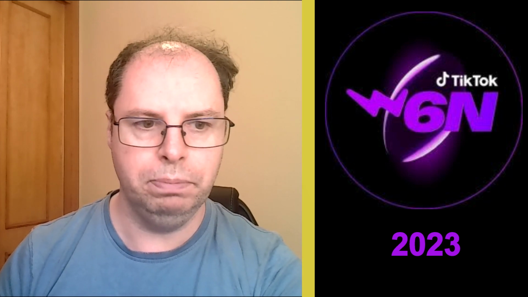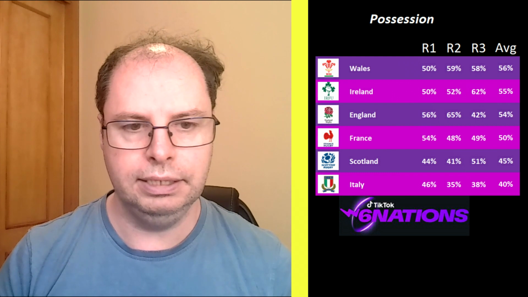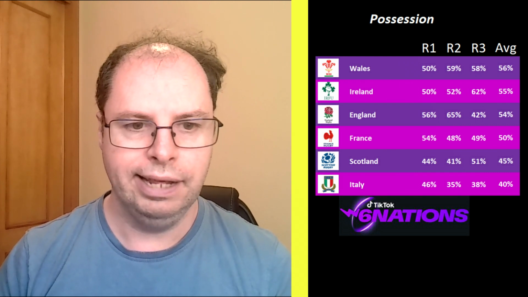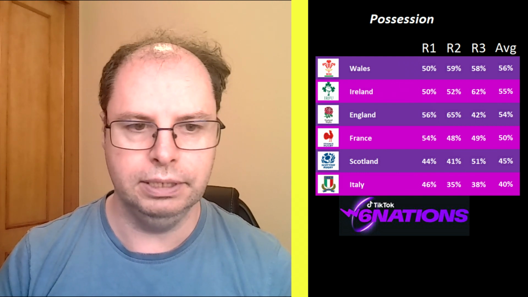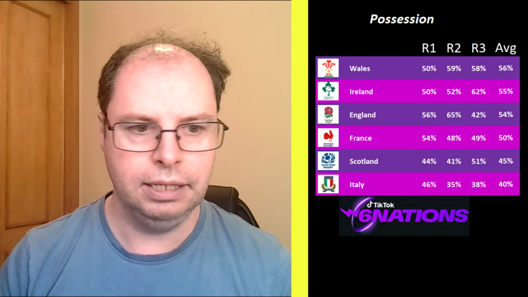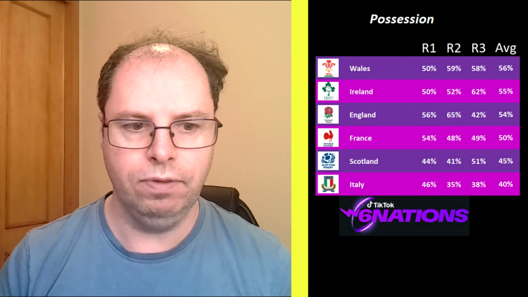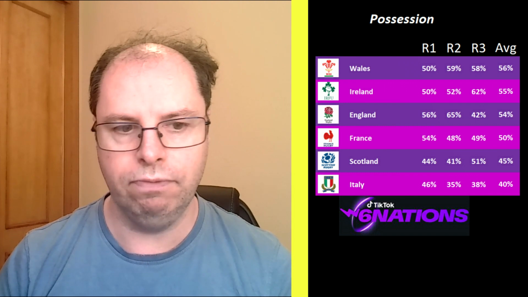But we're going to start with possession. So at the top there are Wales. You can see the round 1, 2, and 3 numbers there. I'm not going to go through each of those, but you can see it on the screen. But Wales basically averaged 56% possession. Next then Ireland with 55, England 54, France 50, Scotland 45, and Italy at the bottom with 40.